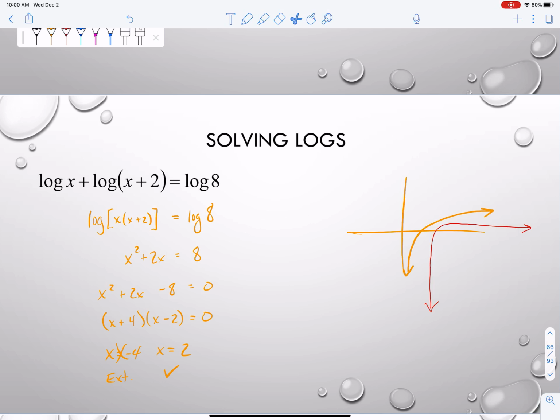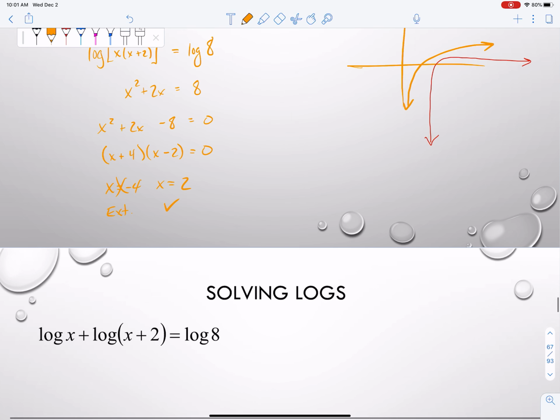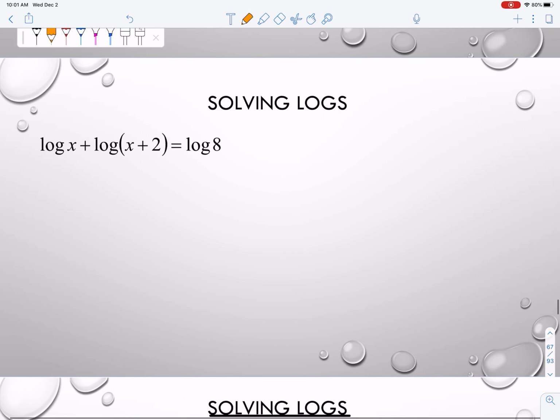So again, logs are one-to-one. Generally speaking, we should expect one answer, one solution. However, we could also get 0 solutions. We could possibly get 2 solutions. We need to always check for extraneous solutions, as they can happen. They can happen in pairs or singles. There are different ways that could occur. All right. This one here is the same problem.